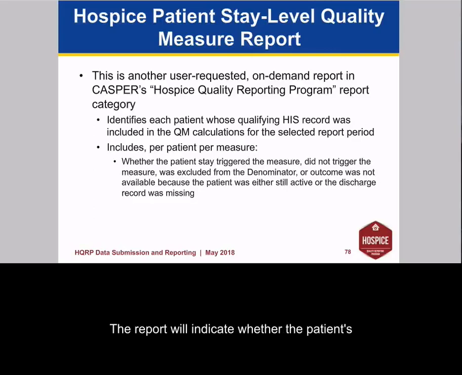The report will indicate whether the patient stay triggered the measure, or in other words, the stay met the numerator criteria, whether the patient stay did not trigger the measure, whether the patient stay was excluded from the denominator, whether the outcome was not available due to the patient still being an active patient or the admission record was missing, or whether the measure was not implemented based on the patient's admission and/or discharge date.